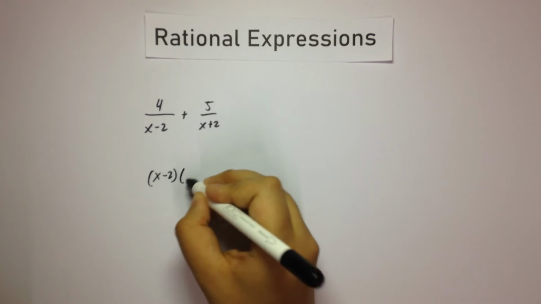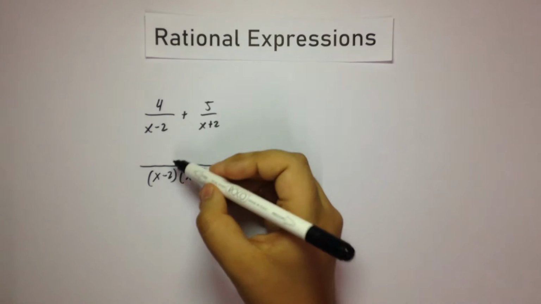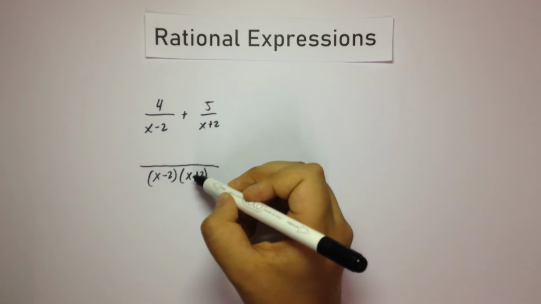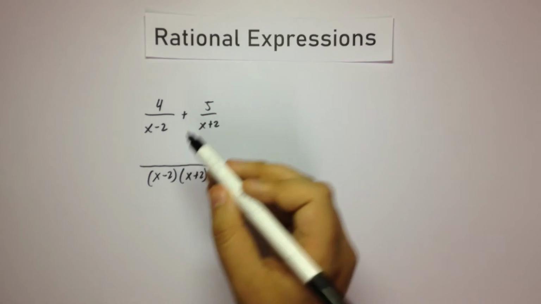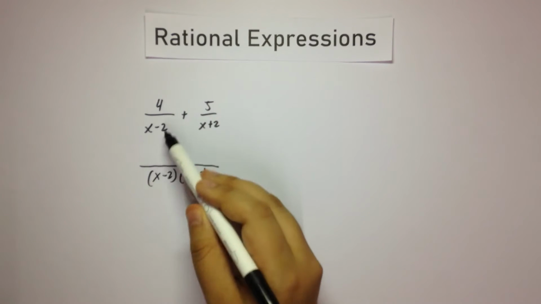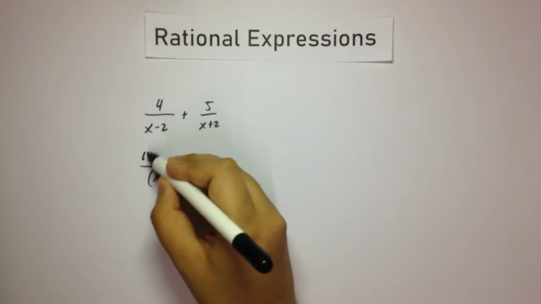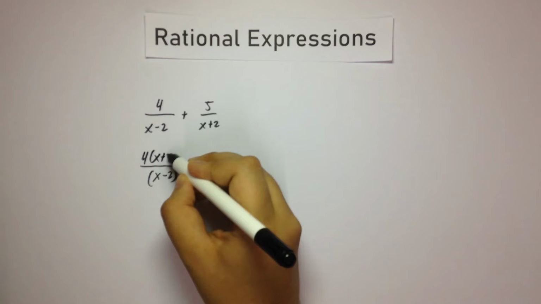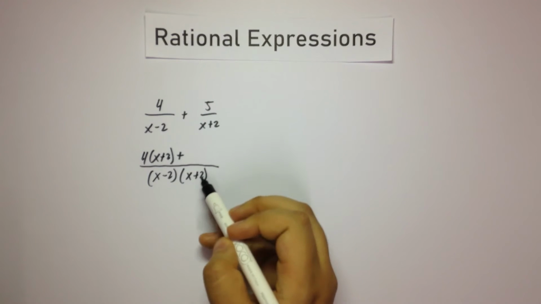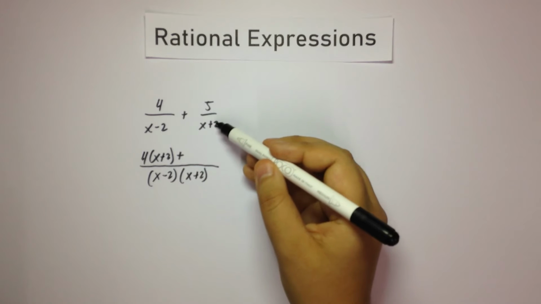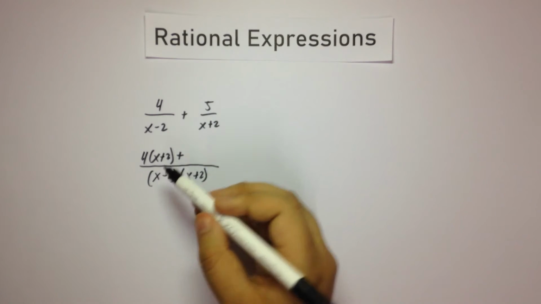So x minus 2 multiplied by x plus 2 would be the LCD. So x minus 2 quantity and x plus 2, when divided by x minus 2, we would cancel the common factor, which would only leave x plus 2. So that means 4 multiplied by x plus 2. Add. So x minus 2 multiplied by x plus 2, when divided by x plus 2, we will cancel the x plus 2, which would only leave x minus 2.